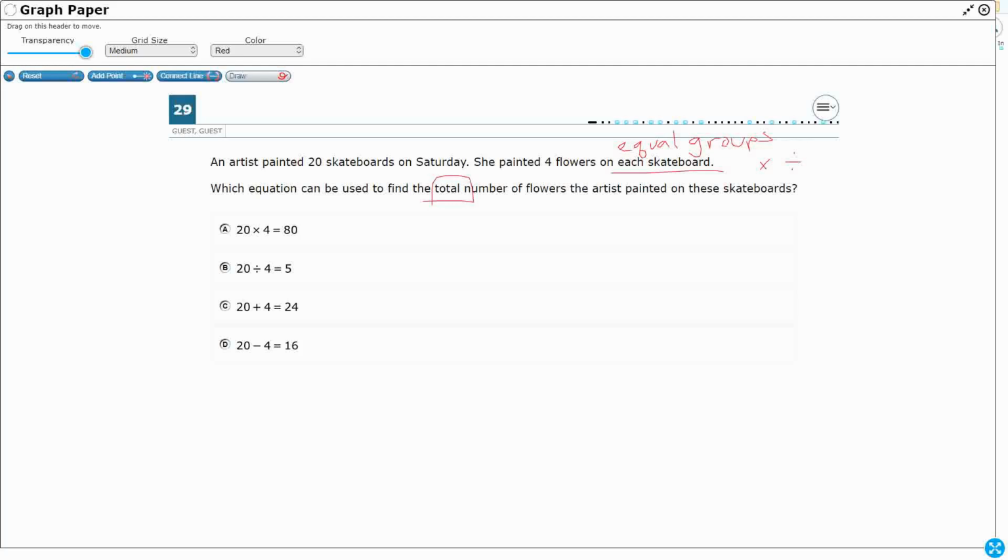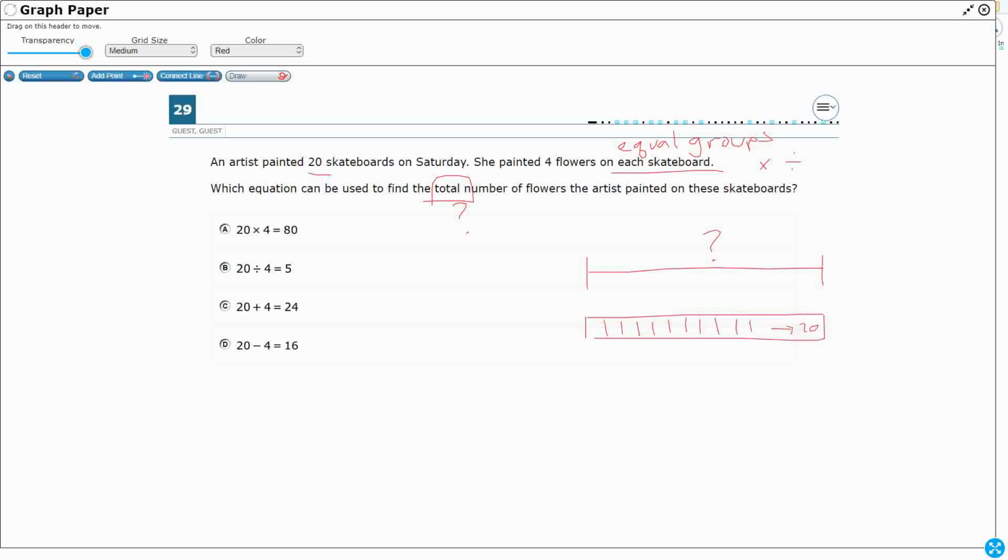All right, so the total is missing. Okay, so what we're going to do here is we're going to draw a strip diagram, right? I'm missing the total. 20 skateboards, so those are my 20 groups, right? So I can just draw a whole bunch of little lines here to represent each group, and I'm just going to do that and write 20.